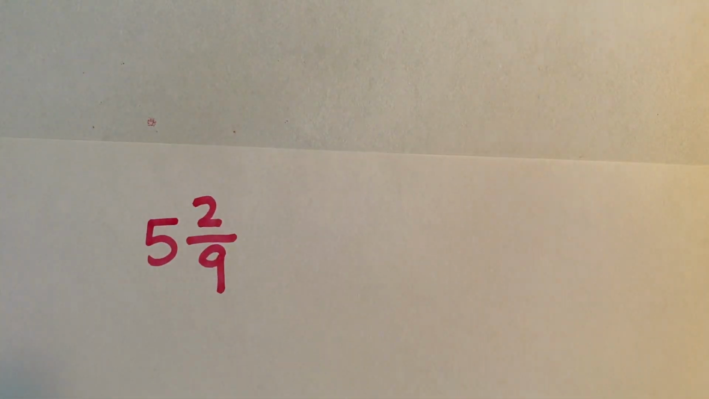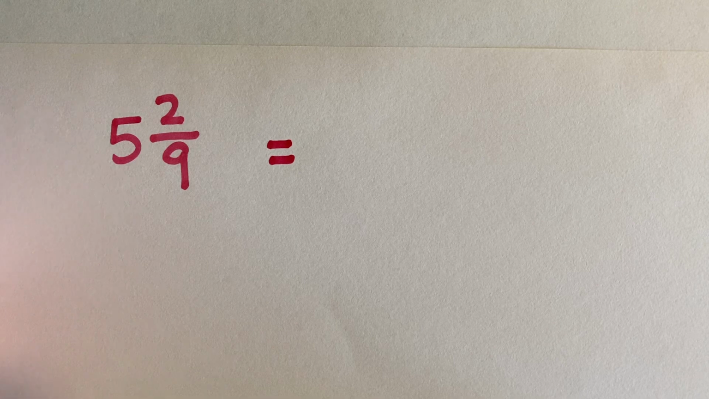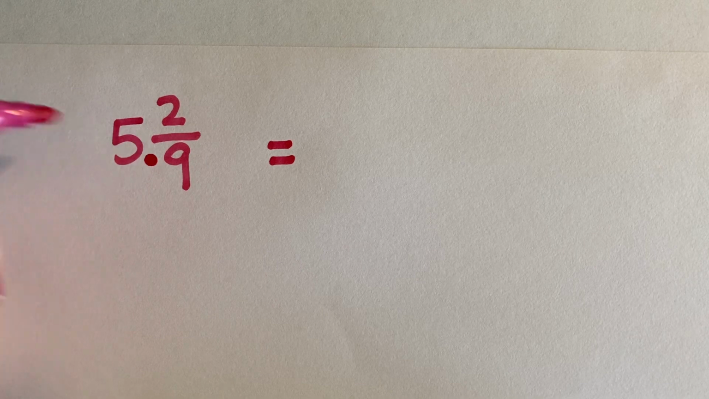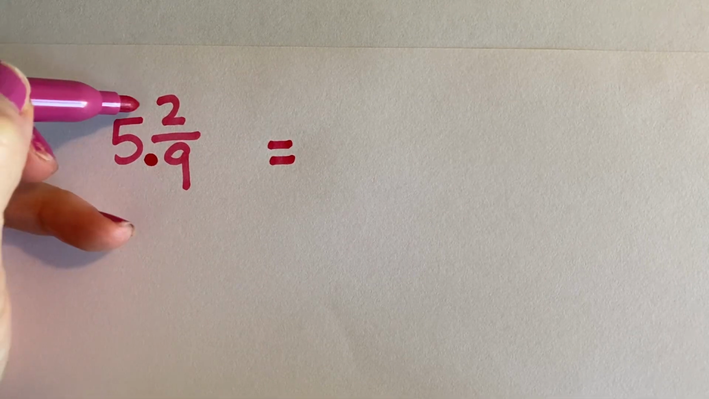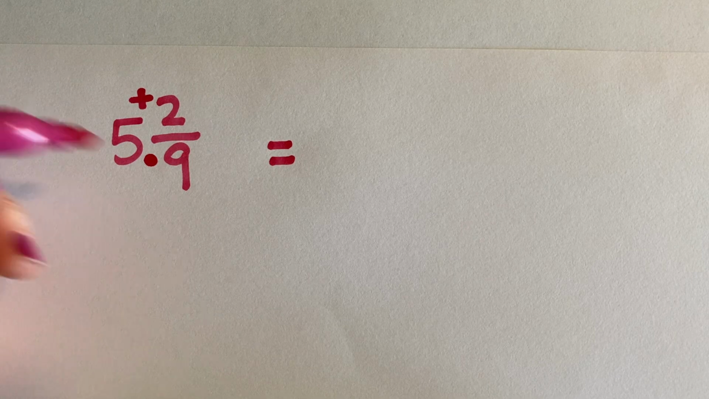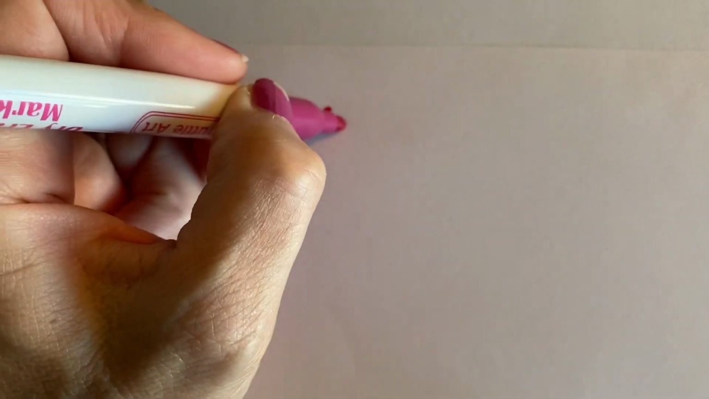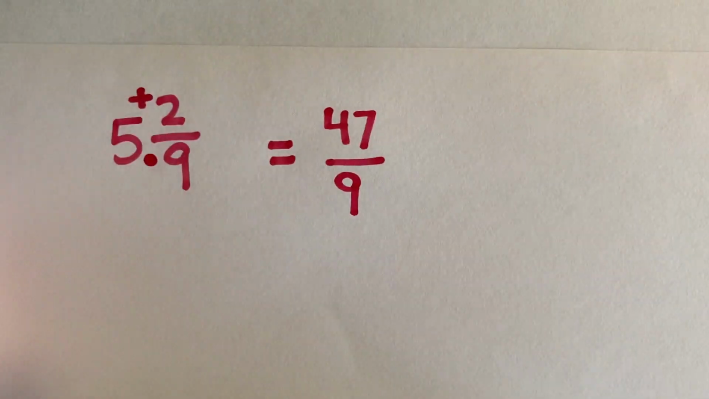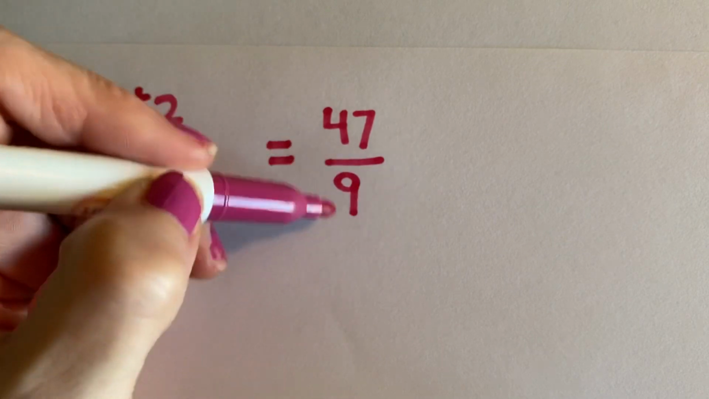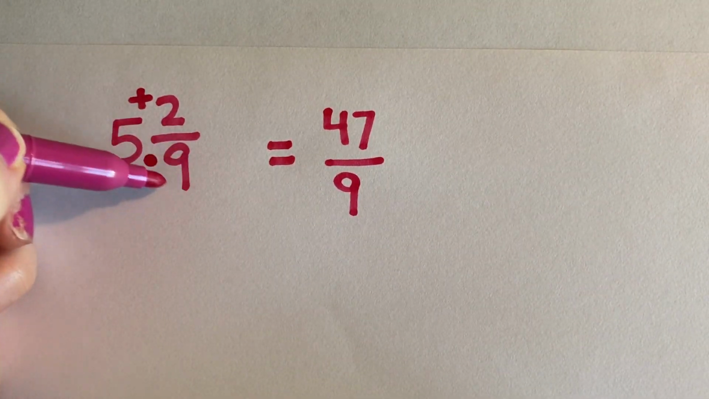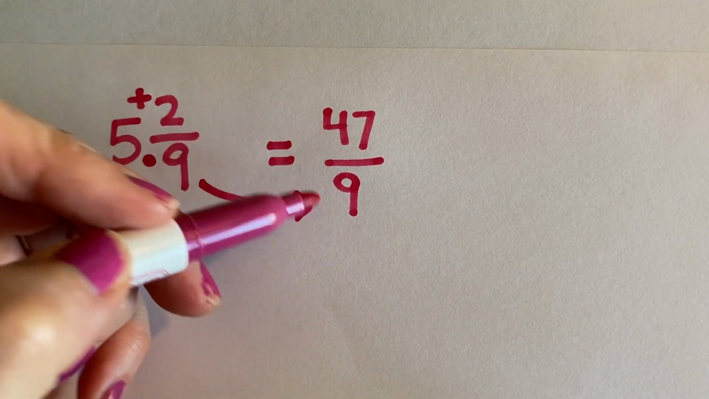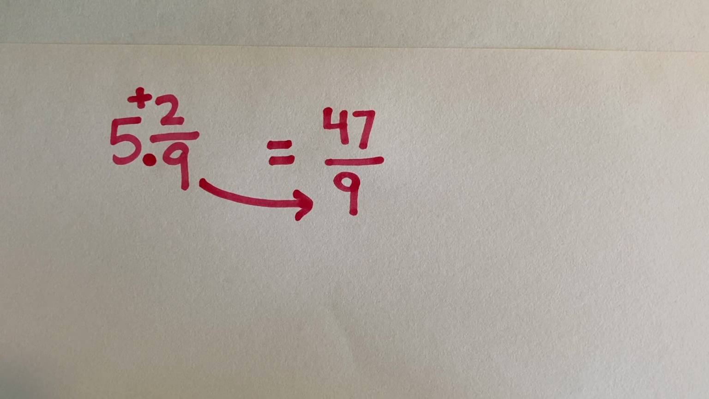Let's do 5 and 2/9. Let's transform that to an improper fraction. Do you remember the steps? We're going to take 9 times 5, hold on to that, 45, plus 2. 45 plus 2 is 47, and we're going to put that all over the denominator. So maybe an easy way to remember what the denominator will be is whatever the denominator was in your proper fraction, it will just carry over to the improper fraction. And that's really all there is to it.